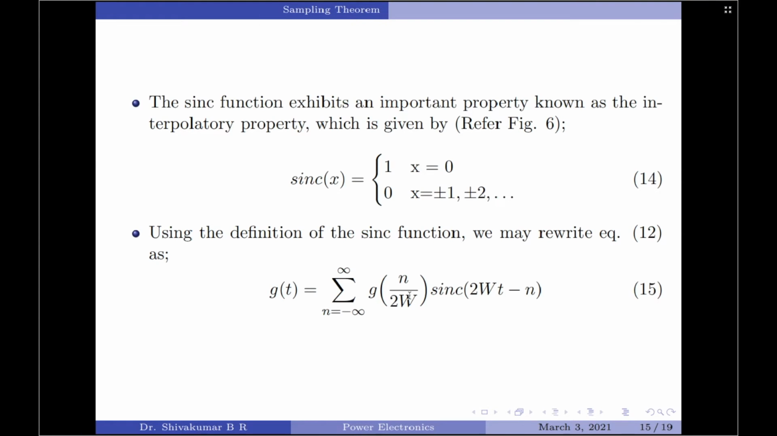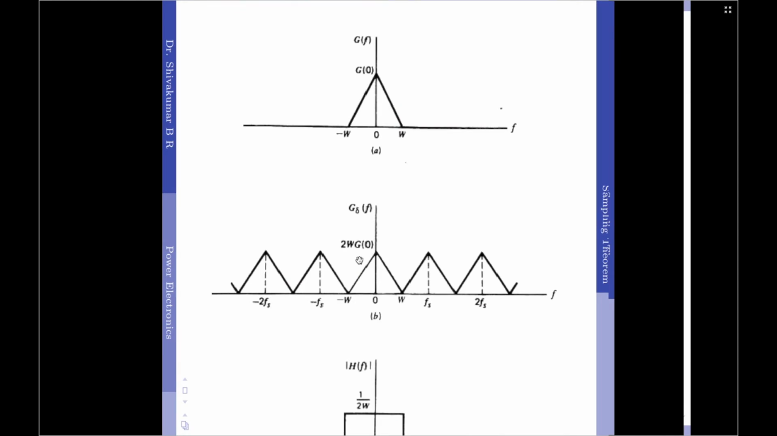It is also worth noting that equation 15 represents the response of an ideal low pass filter of bandwidth capital W and zero transmission delay, which is produced by an input signal consisting of a sequence of samples given by g of n by 2W. Here n can take, once again as previously discussed, any value between minus infinity to plus infinity. Further, from this diagram we note that the original signal, which was between the frequencies minus W to plus W, still exists between minus W to plus W in the sampled signal also.